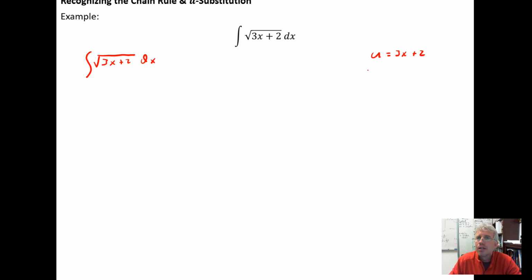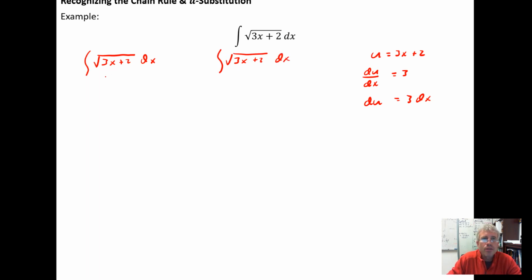And the key here is when we take du dx, we're going to get a 3, which means du is the same as 3 dx when we multiply both sides by dx. So the derivative of u varies only by a constant from what we see out here. So again, like we've been talking about, there's two ways we could handle this. So I'm going to go ahead and rewrite it in two spots, the square root of 3x plus 2 dx.